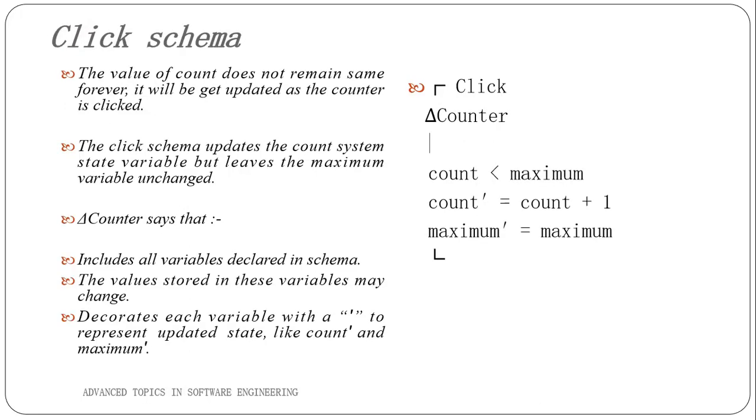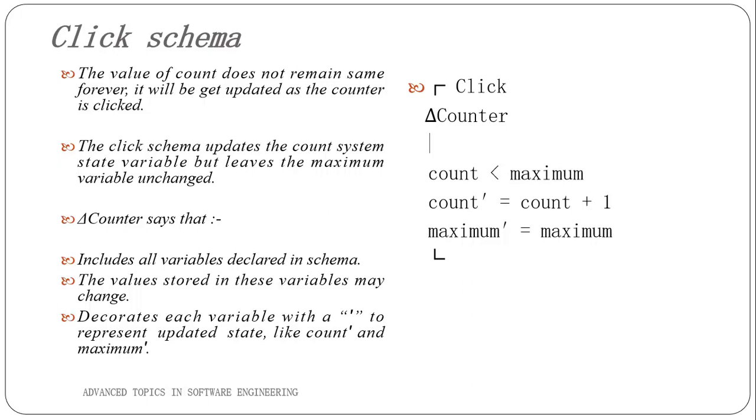So the next schema is the Click schema. The value of count does not remain the same forever. It will be updated as the counter is clicked. The Click schema updates the count system state variable but leaves the maximum variable unchanged.